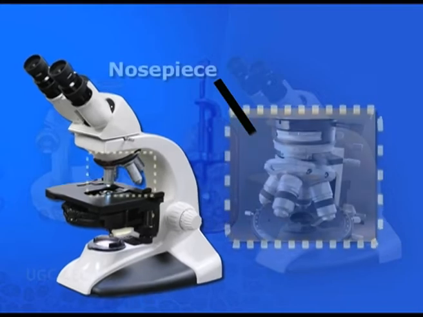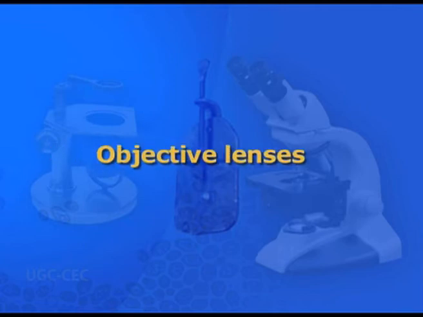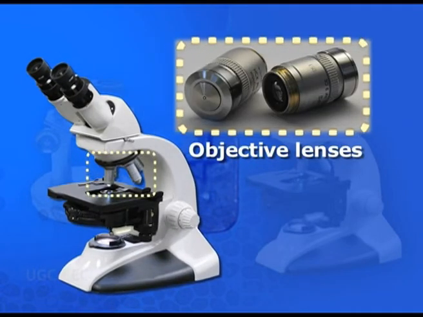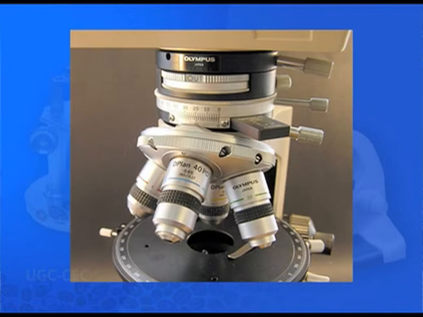Nosepiece. It is a rotating turret that houses the objective lenses. The viewer spins the nosepiece to select different objective lenses. Objective lenses. It is one of the most important parts of a compound microscope, as they are the lenses closest to the specimen. A standard microscope has 3, 4 or 5 objective lenses that range in power from 4x to 100x. When focusing the microscope, be careful that the objective lens doesn't touch the slide, as it could break the slide and may destroy the specimen.